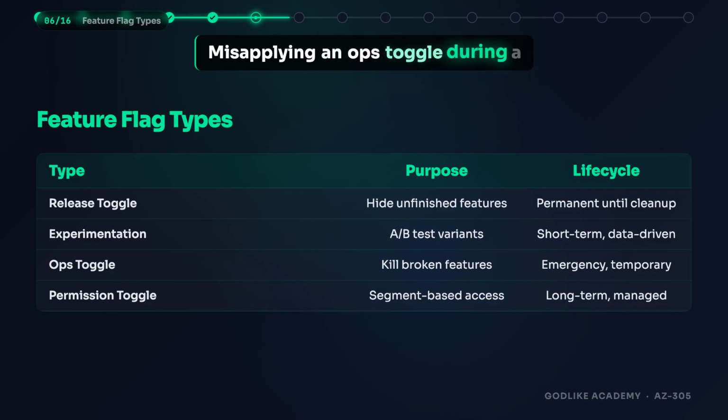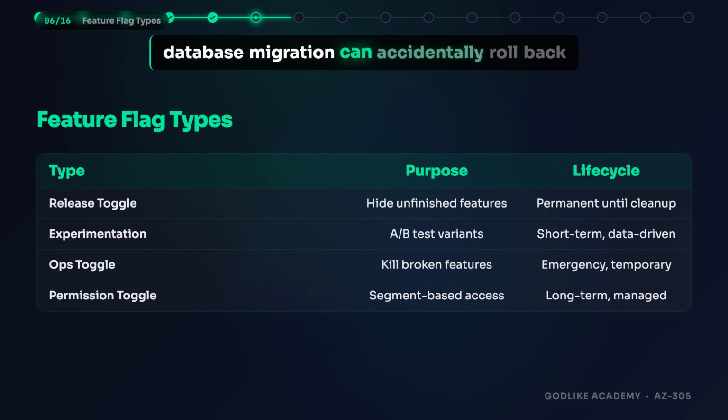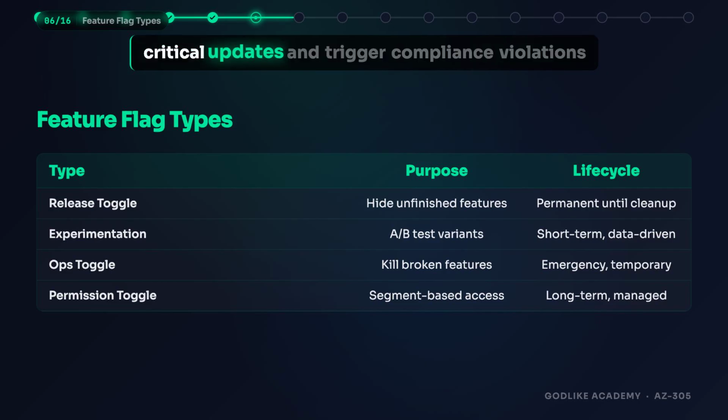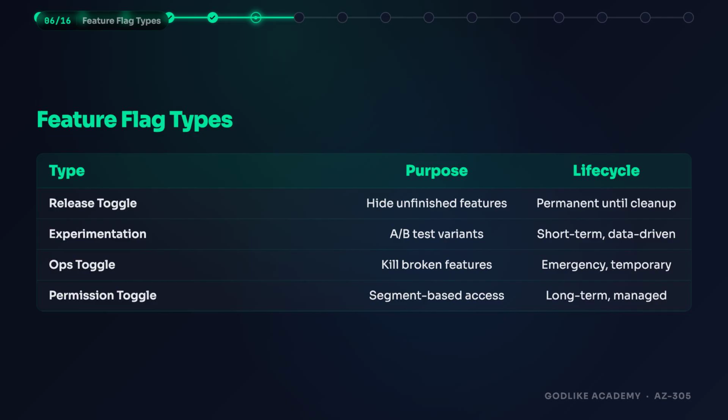Misapplying an ops toggle during a database migration can accidentally roll back critical updates and trigger compliance violations in your exam scenarios.